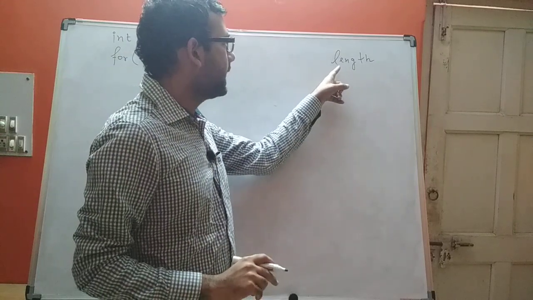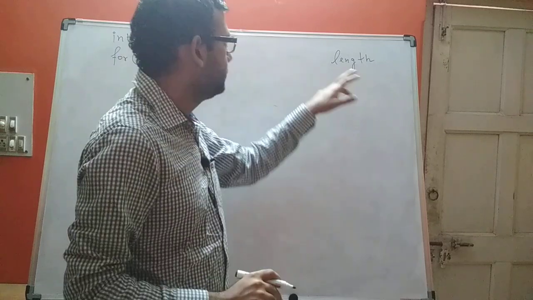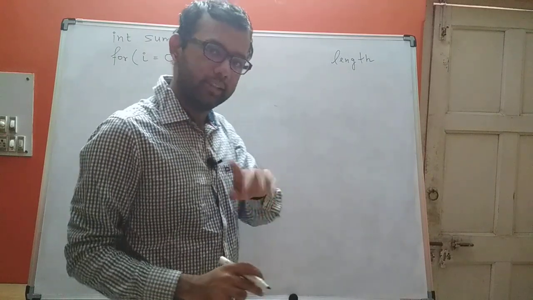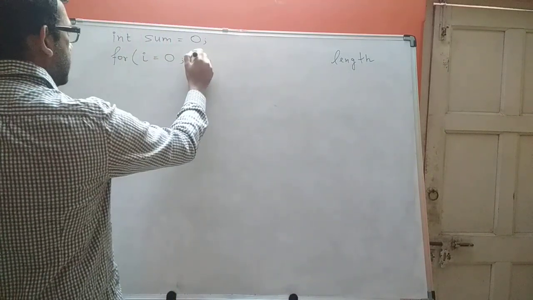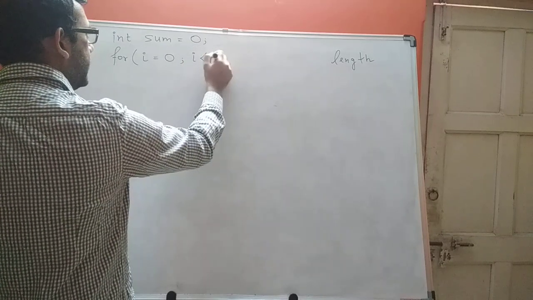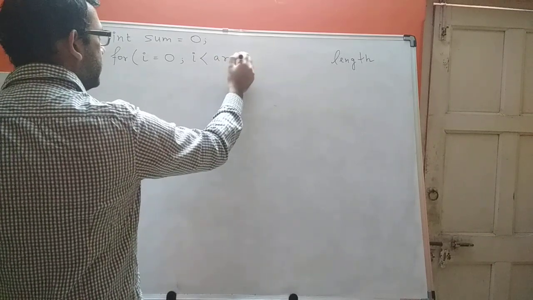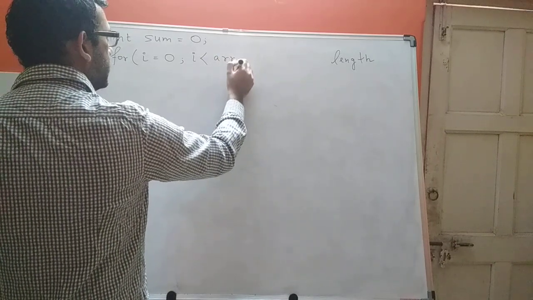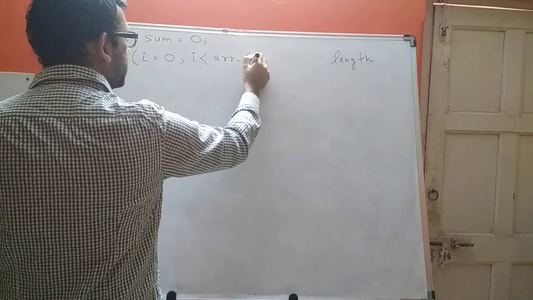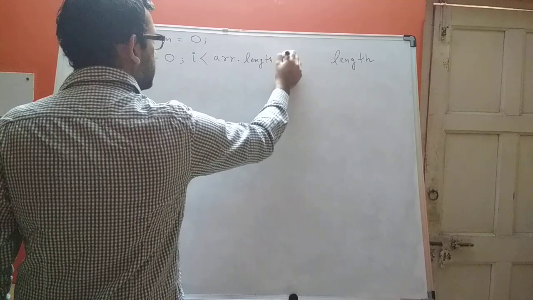Now using this attribute, you can also access the size of the array. So I'll be using length now. You can also use size. It's the same thing. So I'll say I is less than... How do you access the length attribute? You write the name of the array. In this program, the name of the array was ARR. So I say ARR dot length. This will give me the size of the array.